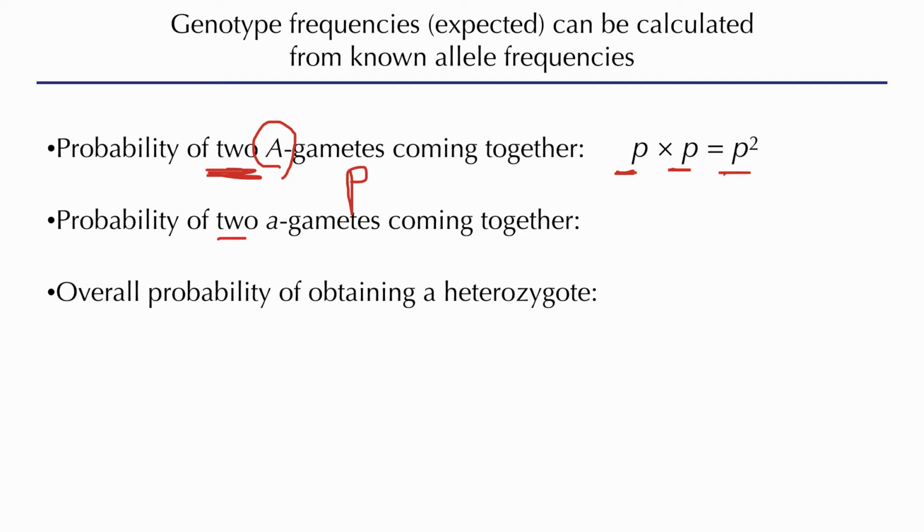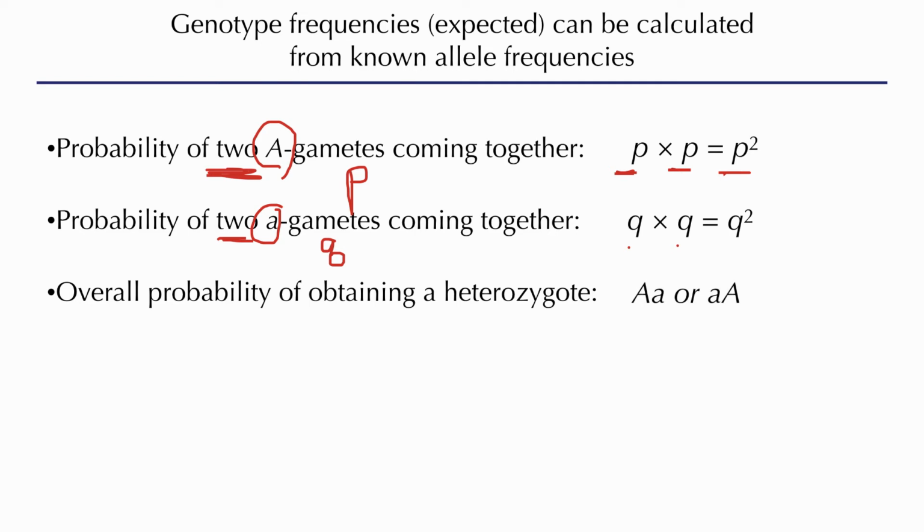So now we need two of the little a gametes. We said the frequency of little a is q. So it's the same sort of thing here, but we need q to happen twice, to pick that twice. So that's going to be q squared. Now remember with the heterozygote, we actually have two ways to get our heterozygote.